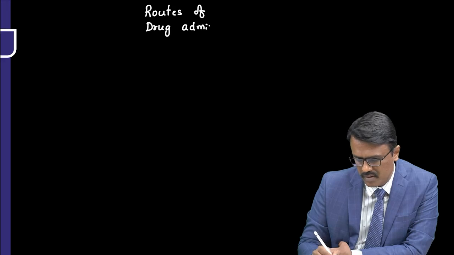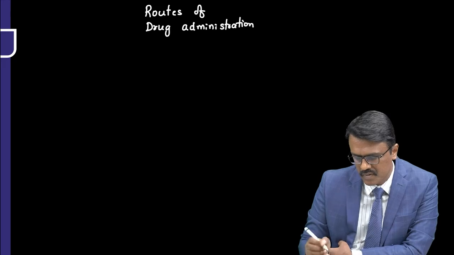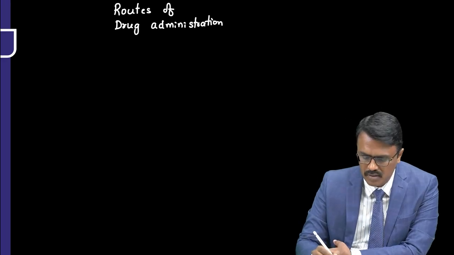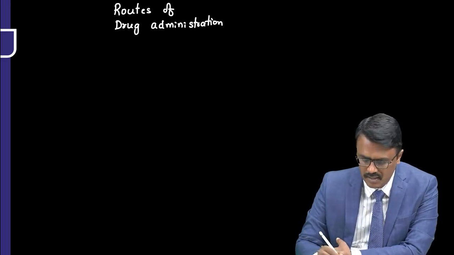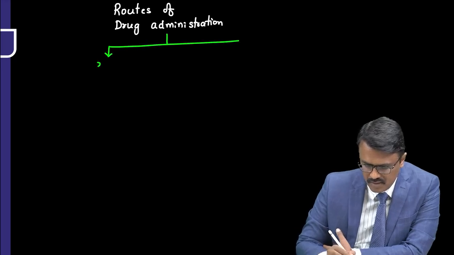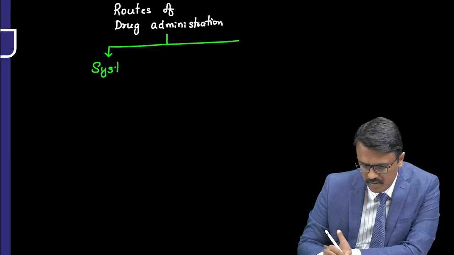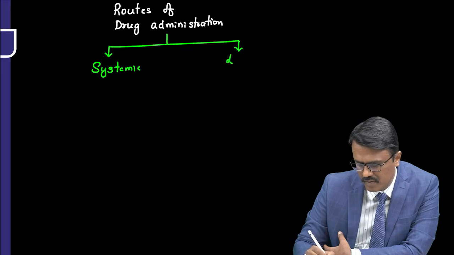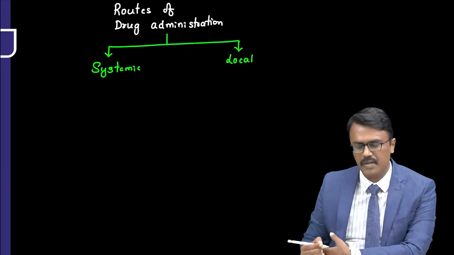Routes of drug administration. Now we are discussing currently the oral route. Apart from that, what are the other routes we know of? Now basically the routes are two types: the systemic route and the local route.